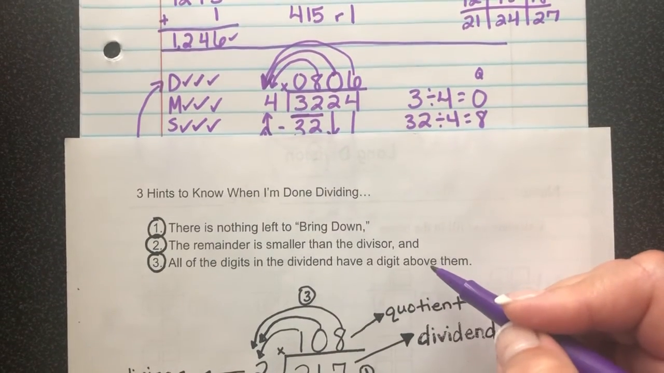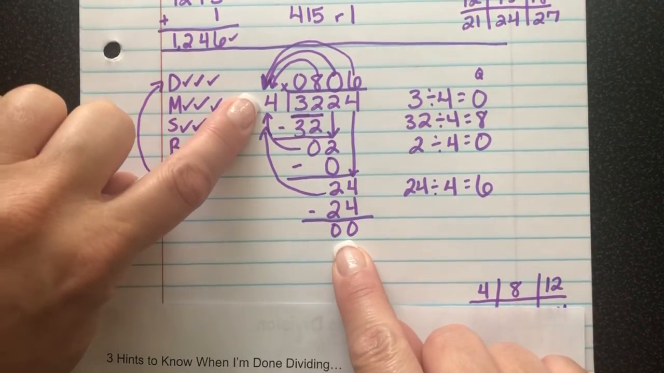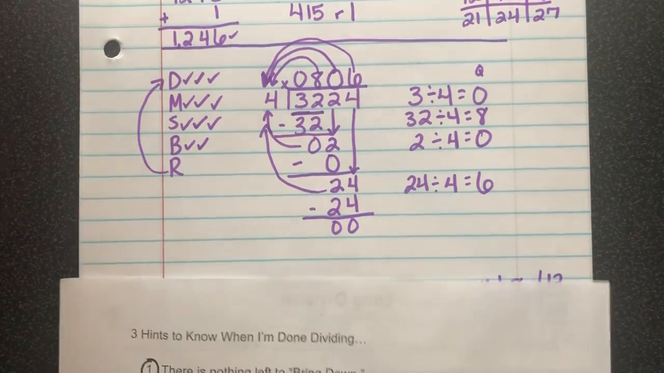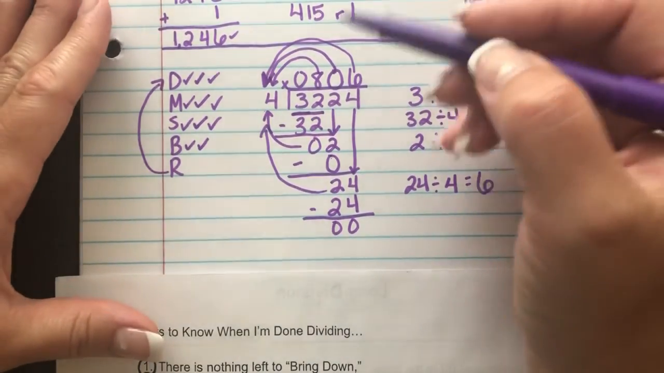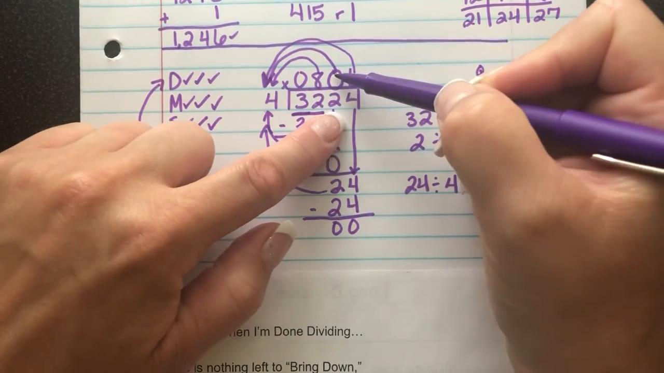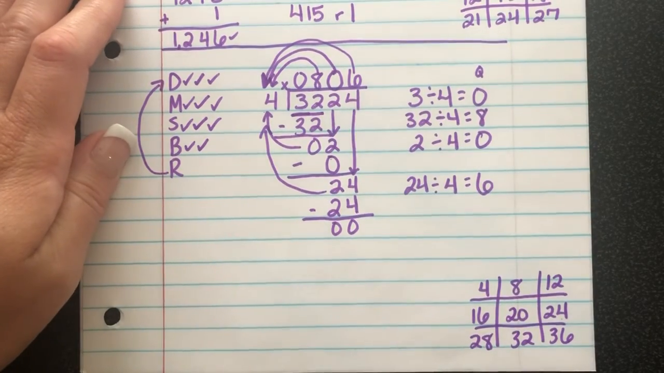Now number 2, is the remainder smaller than your divisor? 0 is less than 4, so yes. Okay, number 3, are all of the digits in the dividend covered with a digit? Yes, yes, yes, yes. Okay, so I'm done dividing.